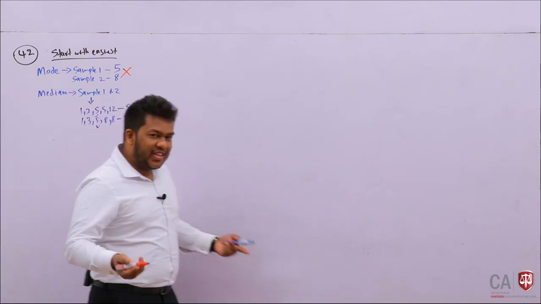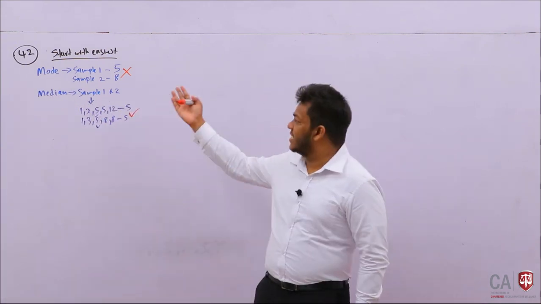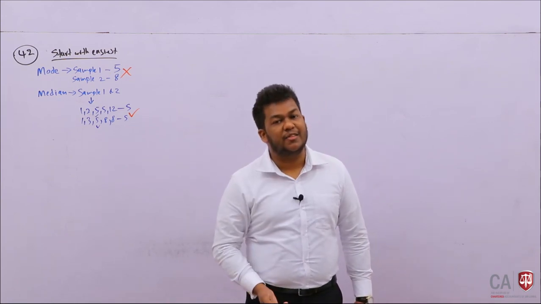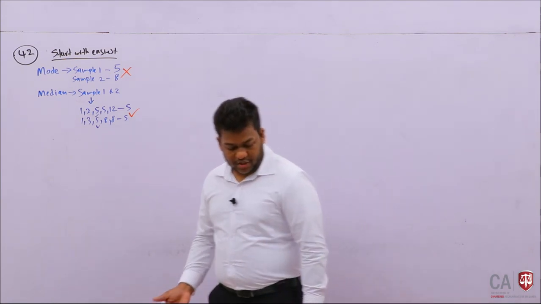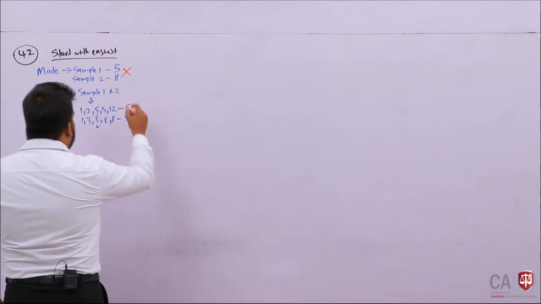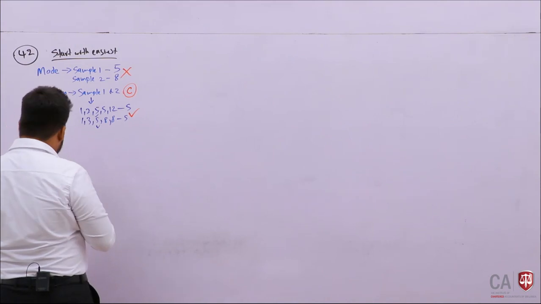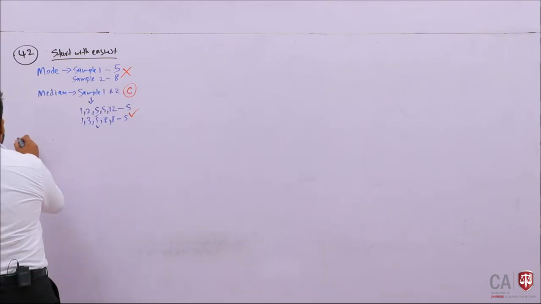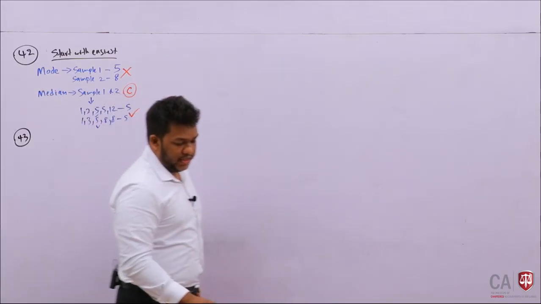Do you need to go for the other two? No. Start with the easiest. If not, you may have to go again for the standard deviation and the arithmetic mean. So for the question 42, answer is median, that is C. Question 43.